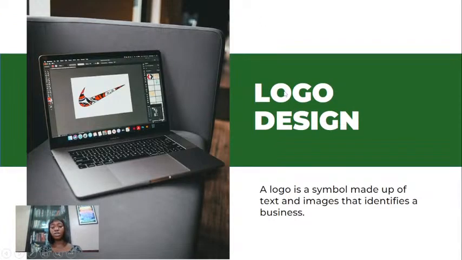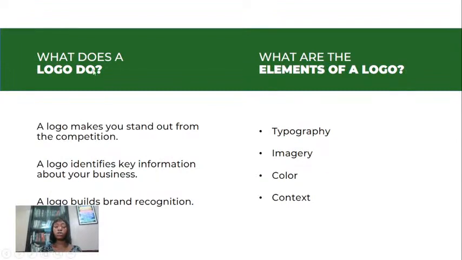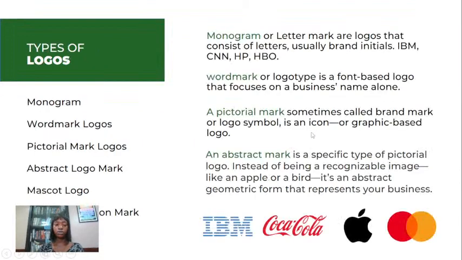Okay, so logo design. A logo is a symbol made up of text and images that identify businesses. And then we have, what does a logo do? The first thing we have on the list here is a logo makes you stand out from the competition. A logo identifies key information about your business. A logo builds brand recognition. And then we have, what are the elements of a logo? Typography, imagery, color, and contrast.